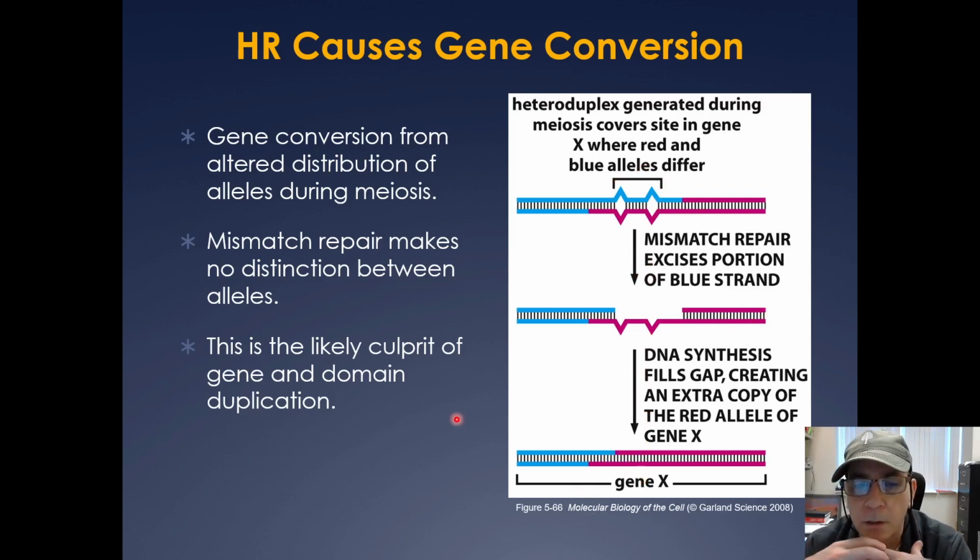And this is one of the culprits of the gene and domain duplications that we saw early on in the term when we were talking about DNA and how enzymes evolved, and how certain enzymes have the same protein domains within them, okay, with different domain folds and often different catalytic activity.